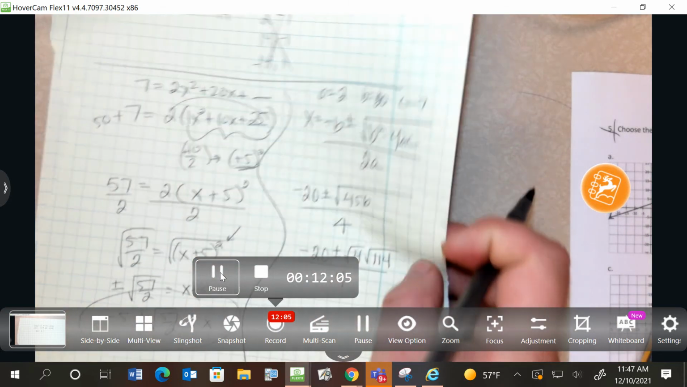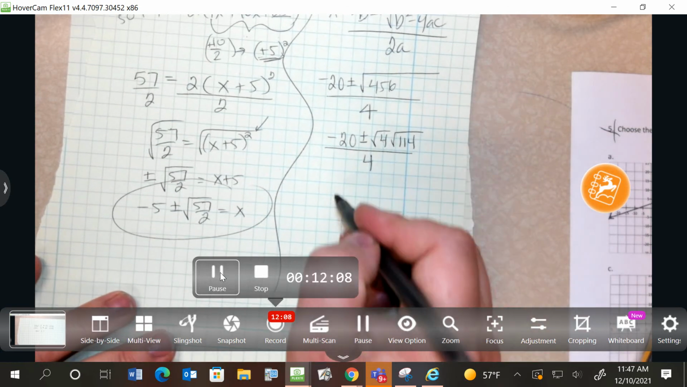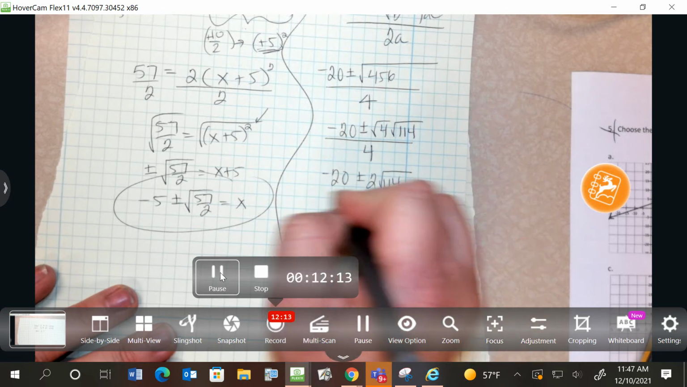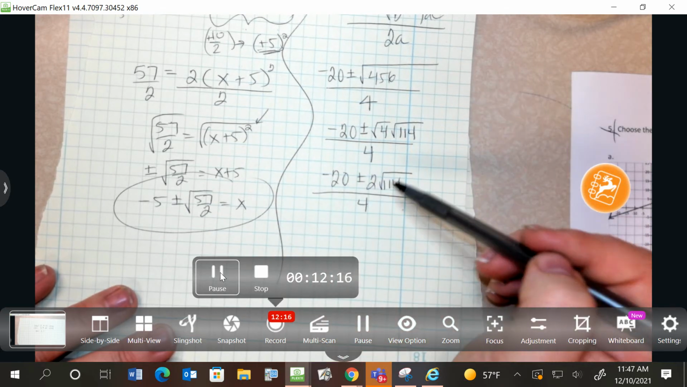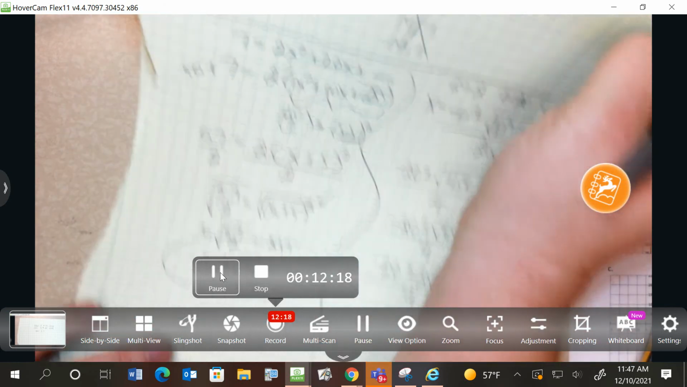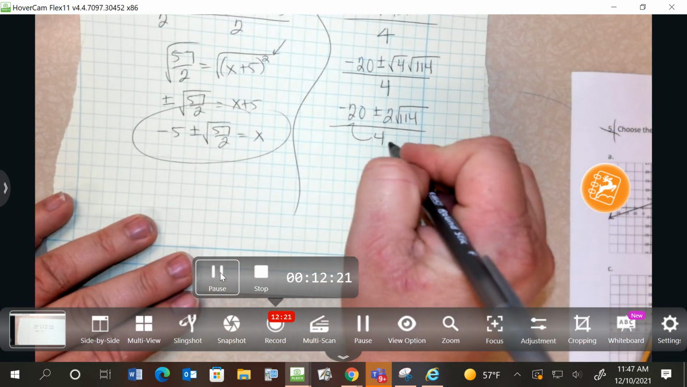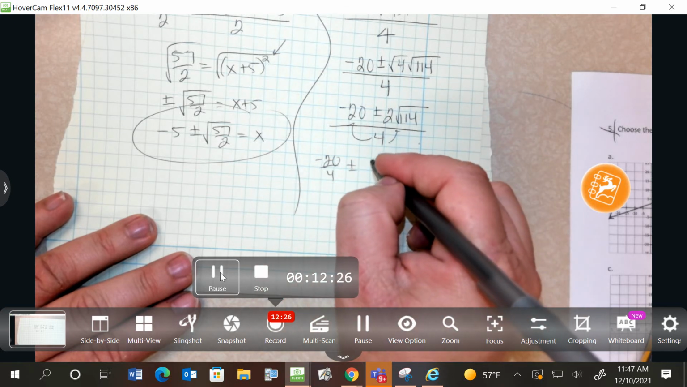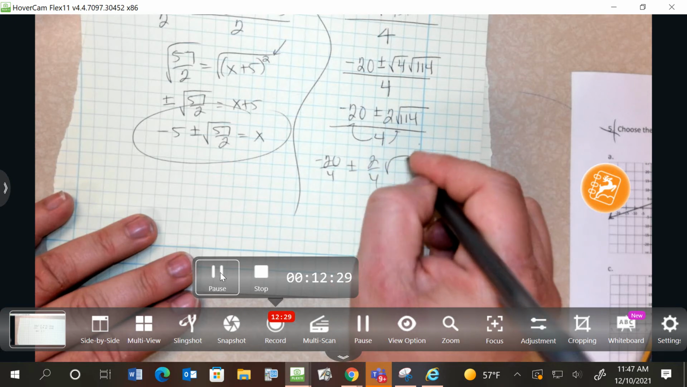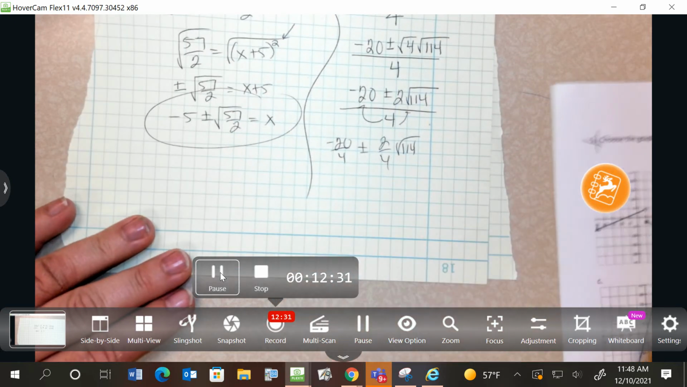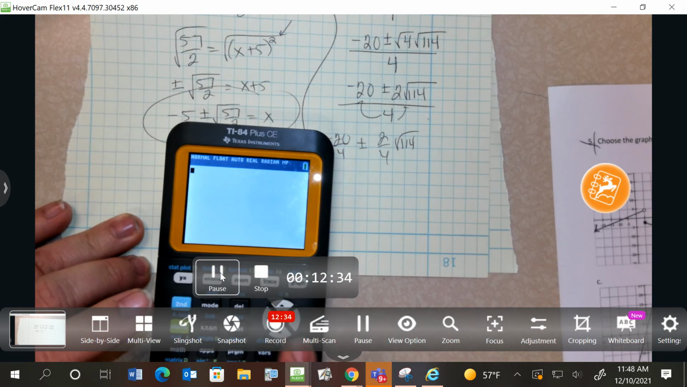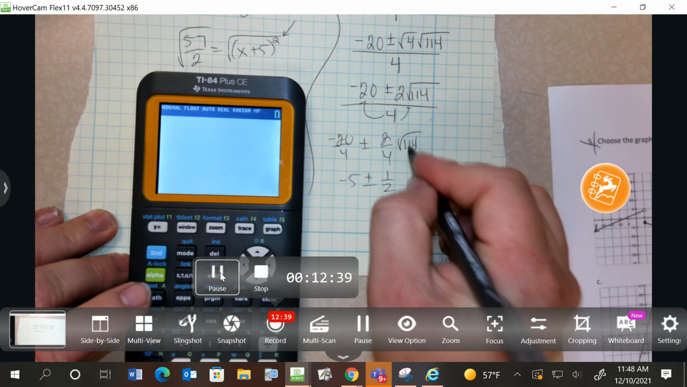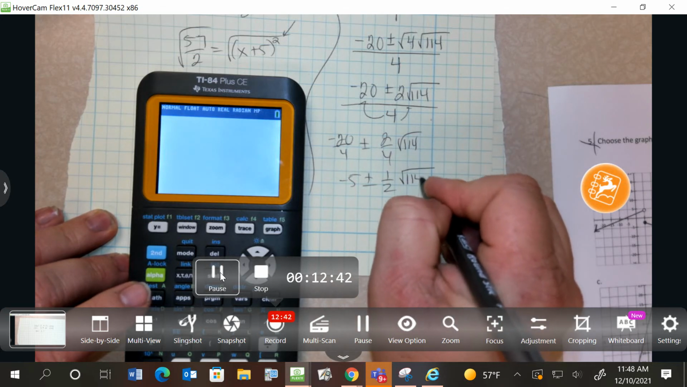Okay, and now we'll continue to work ourselves down here. So the square root of 4 is 2. Okay, and now this can be shared with both sides. So my number is negative 20 over 4 plus or minus, and then right here we have 2 over 4. I'm just going to keep going here. So negative 5 plus or minus 1/2 times the square root of 114.